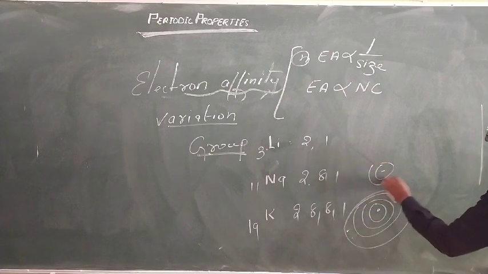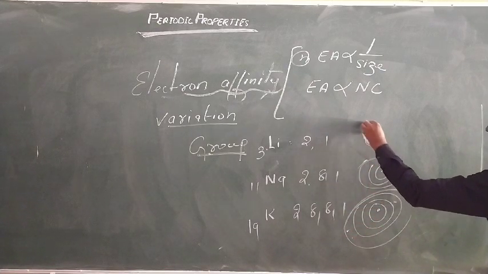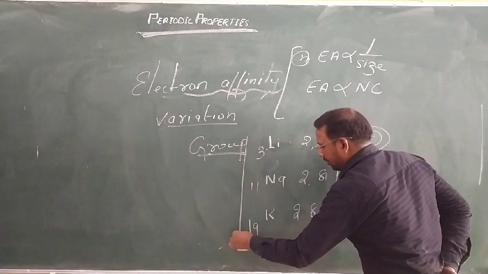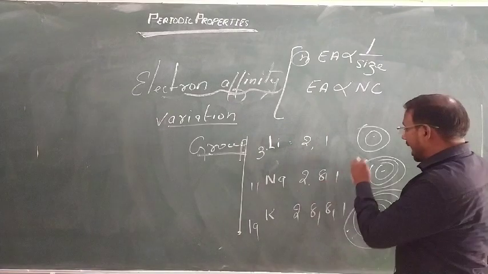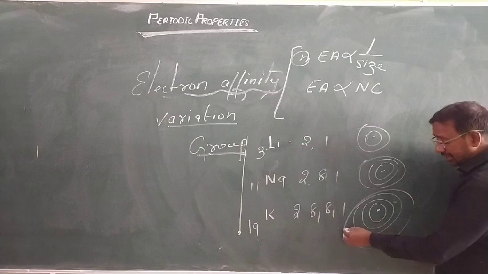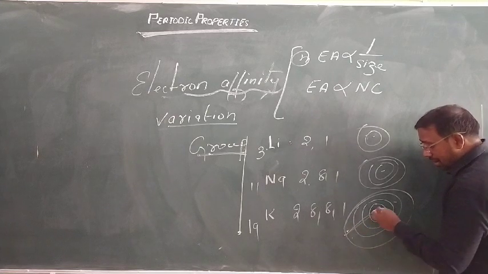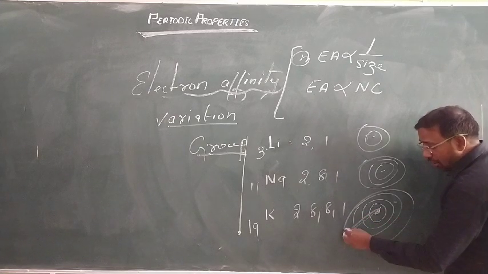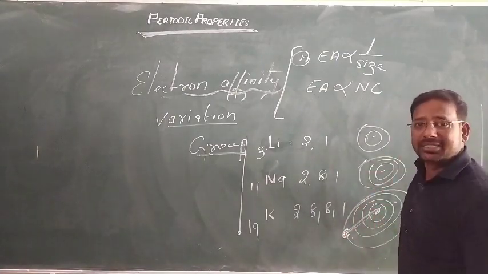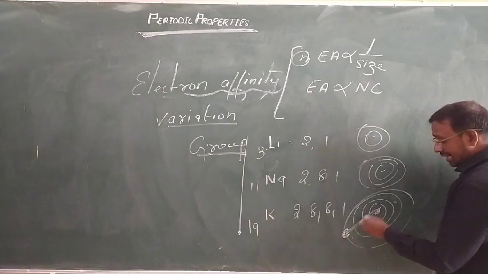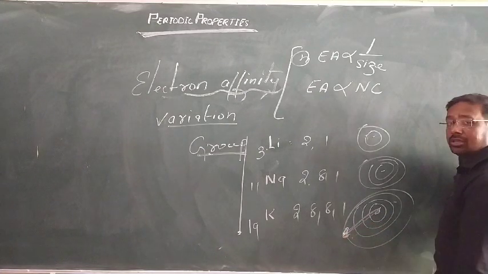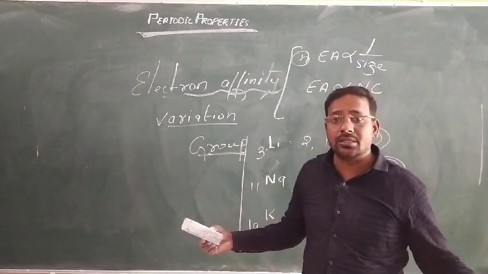In the case of 1, 2, 3, in the case of 1 and 2, you can see that when we are moving in a group from top to bottom, size increases. Why does size increase? Because the number of shells increases and the attractive power between the nucleus and the outer electron decreases. Means the effect of nuclear charge decreases, and because of less attractive power between the valence shell electron and the nucleus, this leads to an increase in size.